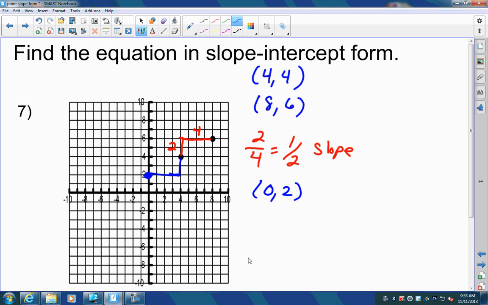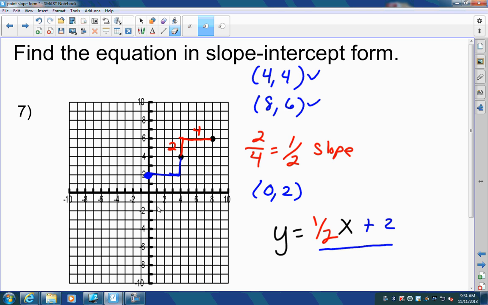Now with these two pieces of information, I should be able to write my equation. I have y equals, my slope is 1/2 x, and my y-intercept plus 2. To check this, go into your calculator, go to y equals, type in 1/2 x plus 2 and press second graph. You should see both of these ordered pairs, and then you would know that you have the correct equation.